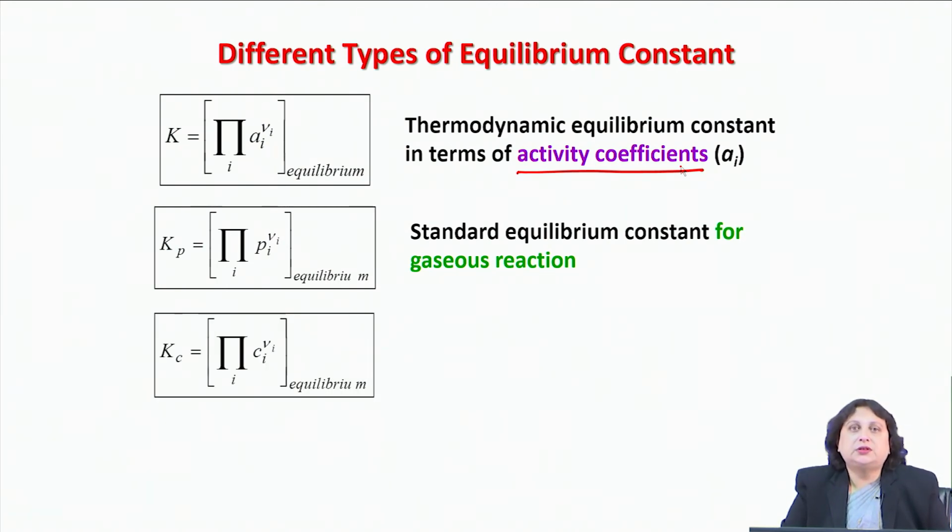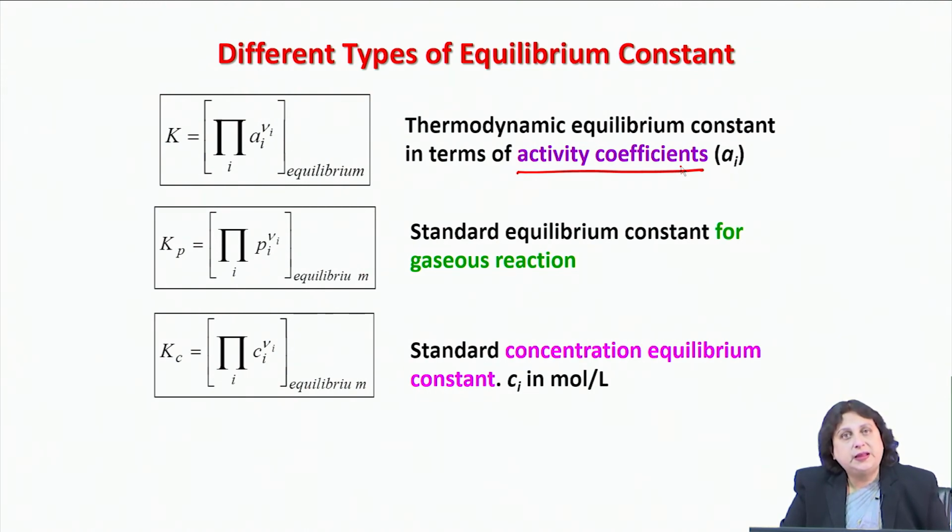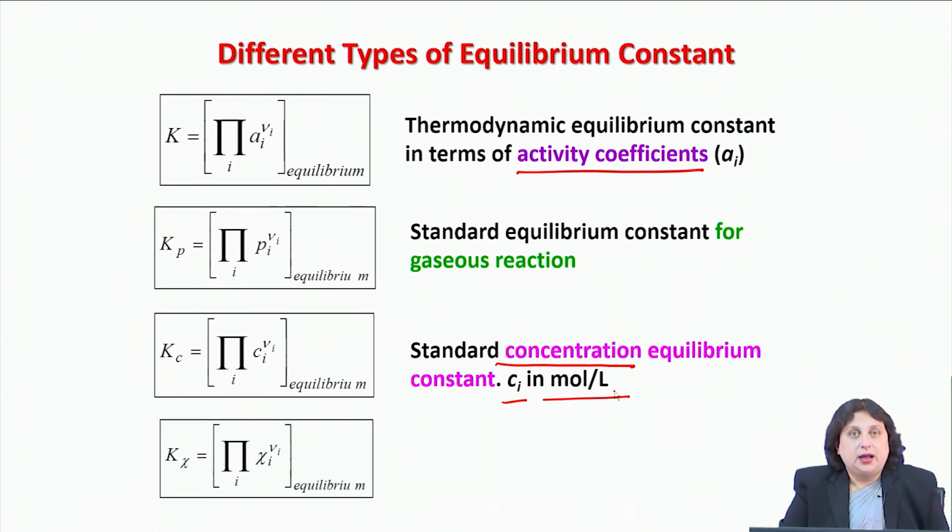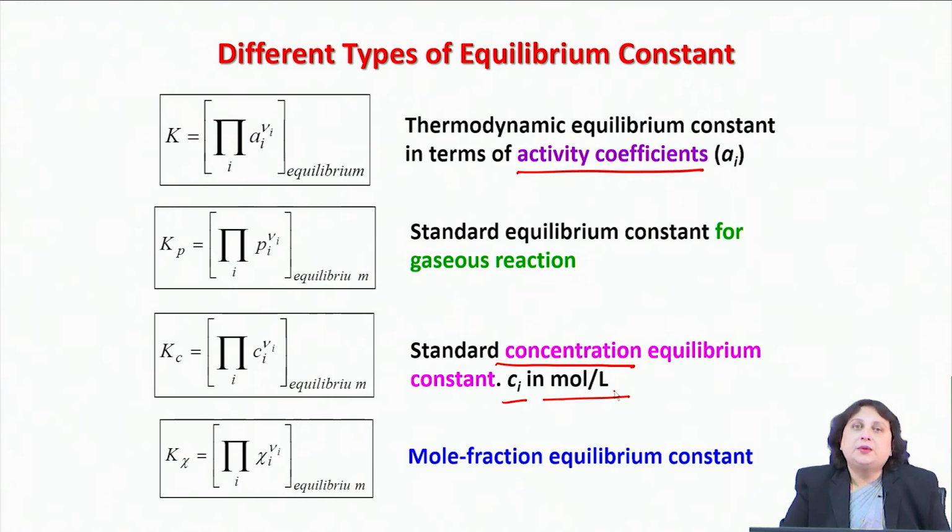It is also possible that you replace the activity by the corresponding concentration, which is Ci in moles per liter. In that case, the equilibrium constant at standard pressure will be called the standard concentration equilibrium constant. And in many other cases, especially when you have a gas phase situation, instead of using the partial pressures, you can use mole fractions, and that will give you the mole fraction equilibrium constant.